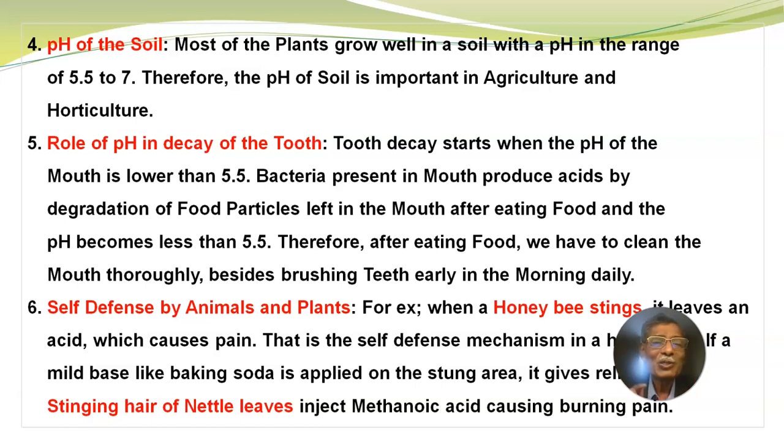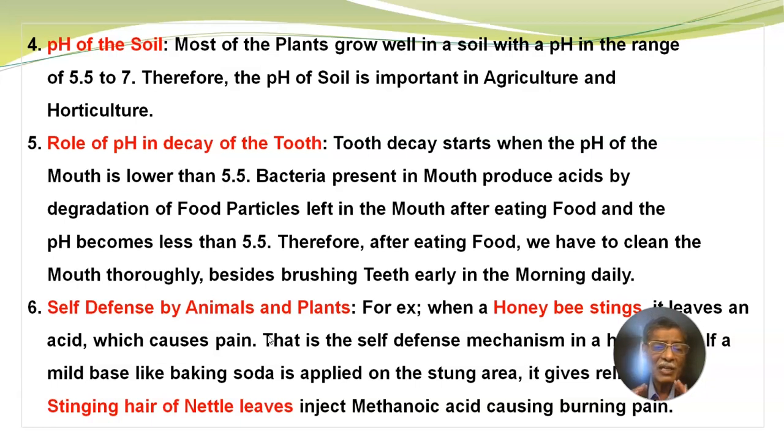Then 5, role of pH in decay of the tooth. Tooth decay starts when the pH of the mouth is lower than 5.5. Bacteria present in mouth produce acids by the degradation of food particles left in the mouth after eating food, and the pH becomes less than 5.5. Therefore, after eating food, we have to clean the mouth thoroughly, besides brushing teeth early in the morning daily.